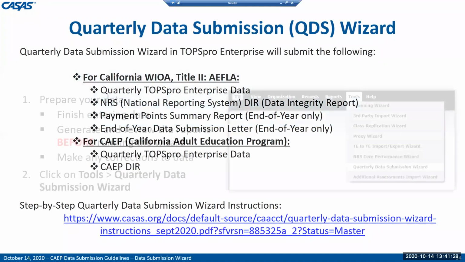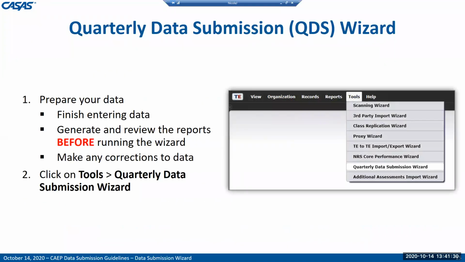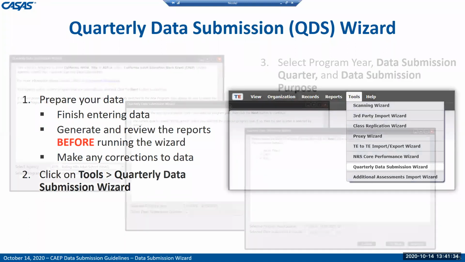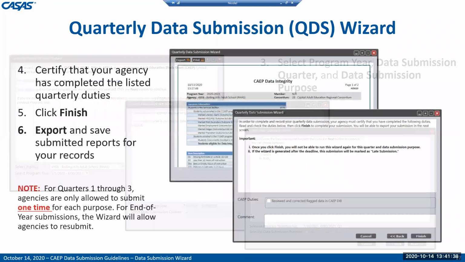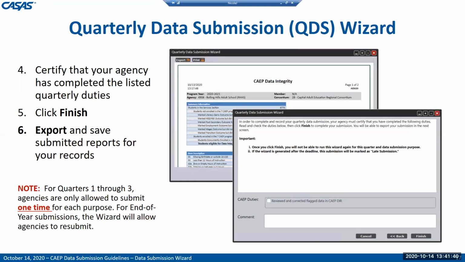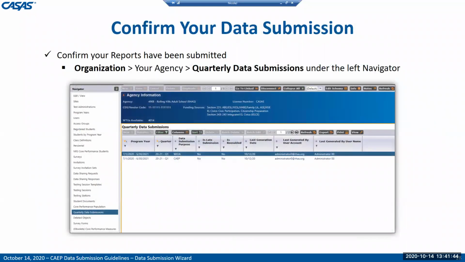So here's our QDS. Once again, we're going to prepare our data. Then we're going to go to the quarterly data submission wizard. We're going to click through our screens, whether we are WIOA or both. We'll click finish. We'll export and save our reports. We can check that we have submitted under the quarterly data submission under our organization and our agency.